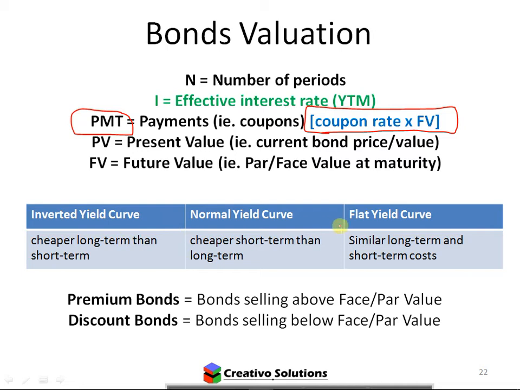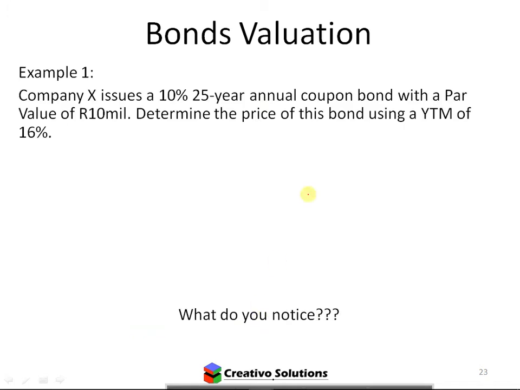Then you've got 3 different yield curves: an upward, a downward, and a flat curve. And you've also got a note about premium and discount bonds. A bond is a premium if it's above par. It's a discount if it's below par. Okay, so what do I have here?